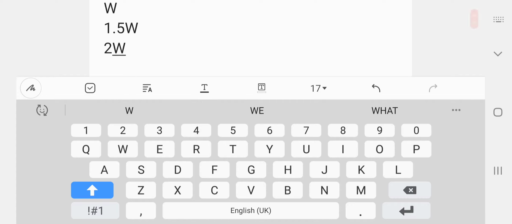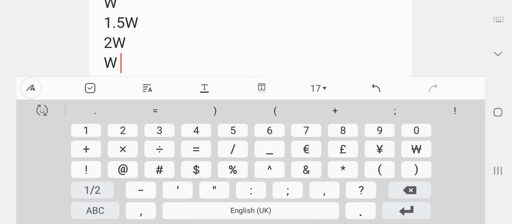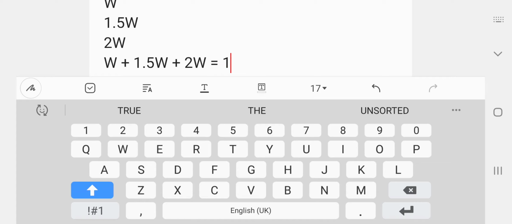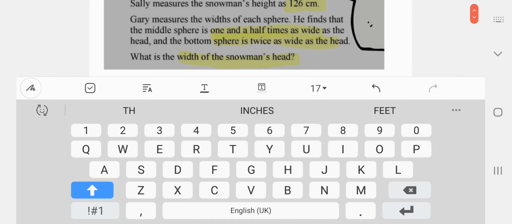So let's pop this into the equation. So the total is 126. So we can do W, which is the head, plus the middle sphere, which is 1.5 W, plus the bottom sphere, which is 2 W, which is equal to 126, because it says the height is 126.